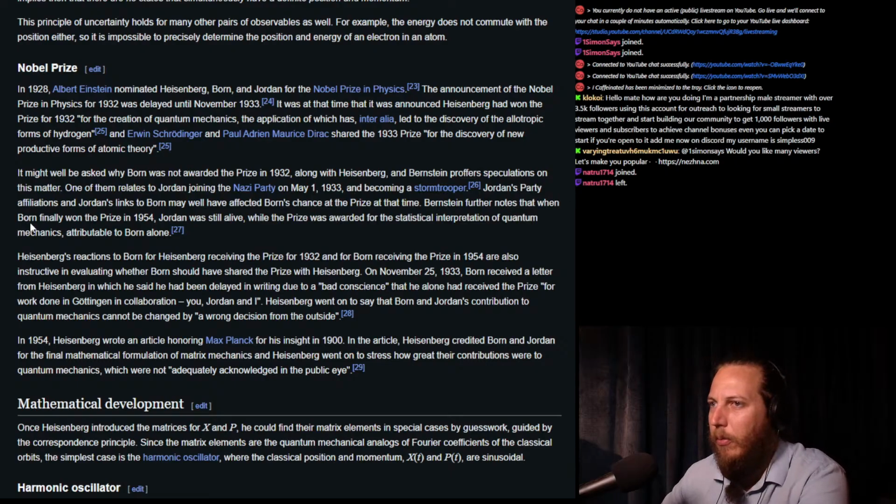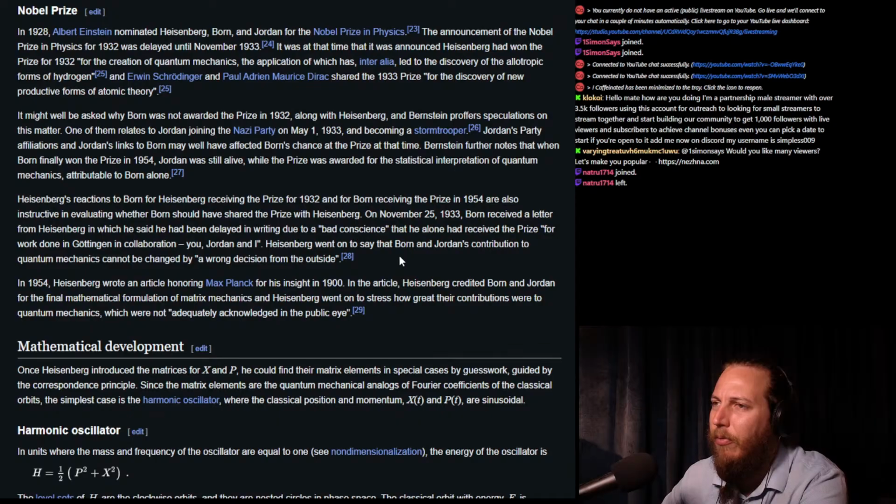Bernstein further notes that when Born finally won the prize in 1954, Jordan was still alive, while the prize was awarded for the statistical interpretation of quantum mechanics, attributable to Born alone. Heisenberg's reactions to Born for Heisenberg receiving the prize for 1932 and for Born are also instructive in evaluating whether Born should have shared the prize with Heisenberg.